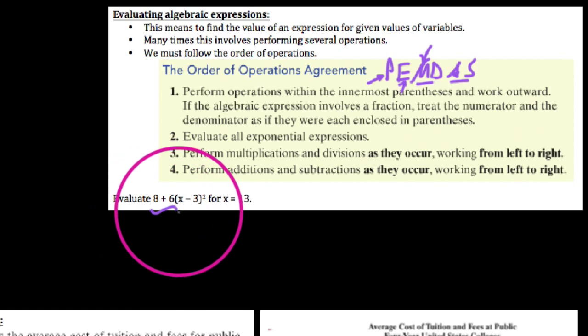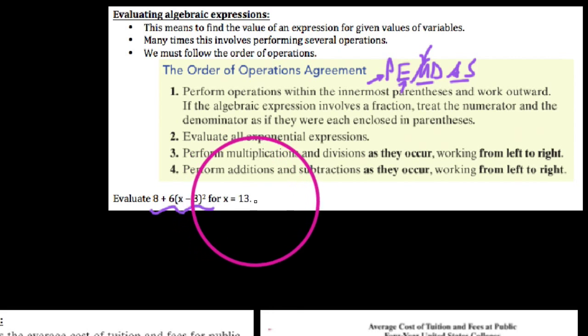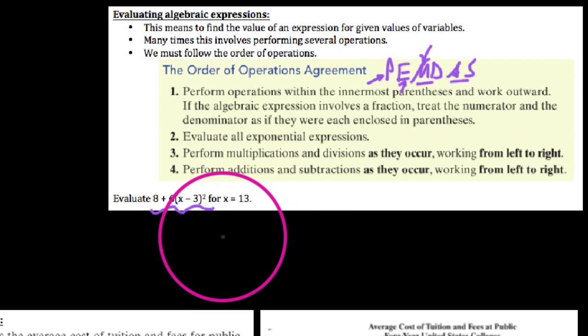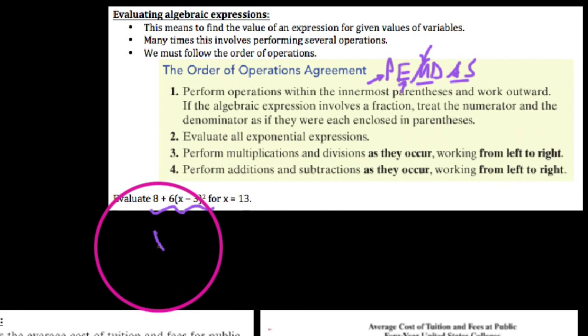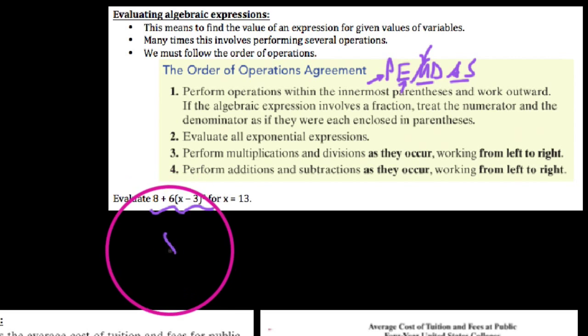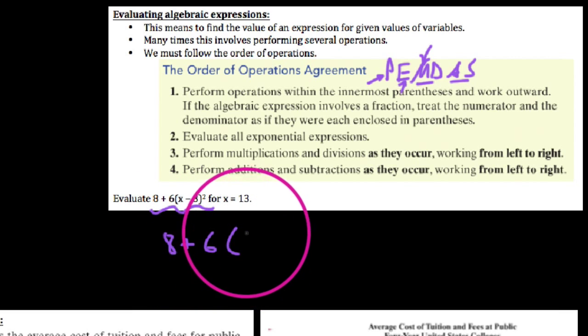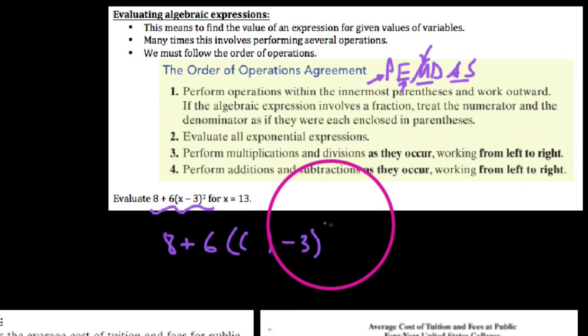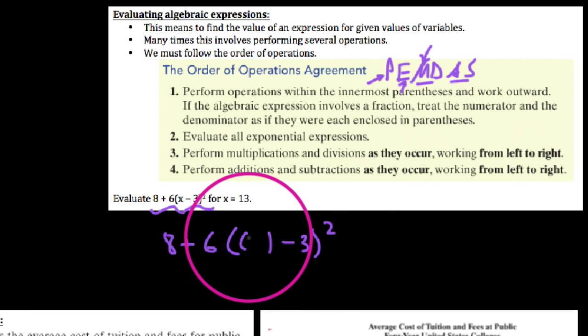So let's go ahead and take a look at this expression that I've given us here. We have 8 plus 6 times the quantity x minus 3 squared, and I want to know what this would be equal to if we were to plug in 13 for the value of x. So the way we do this is we'll simply substitute, is what we call it. I'm going to put in a blank set of parentheses first, because really what we want to do is plug in this 13 here.